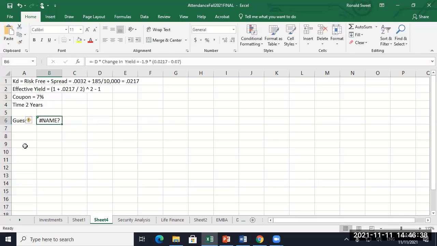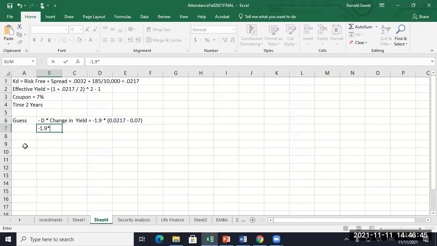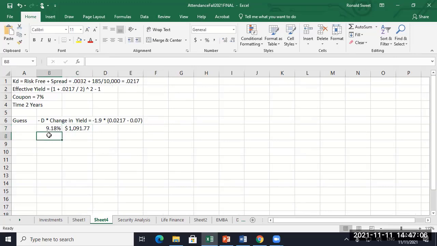So that gives you the guess. So minus 1.9 times 0.0217 minus 0.07. That tells us we expect this bond to be up 9%. If you do $1,000 times 1 plus that, that's our starting guess. We think it's going to be $1,091.77.